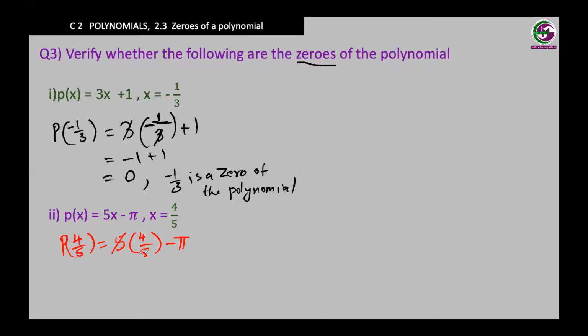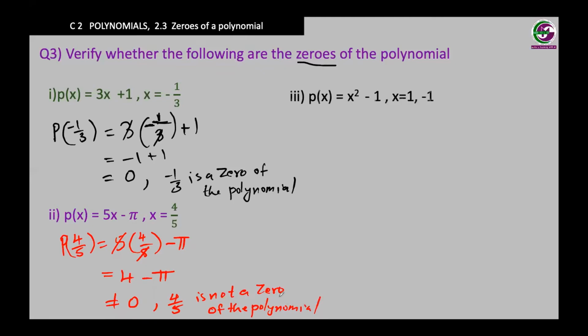Now 5 and 5 get cancelled because they are in the numerator and denominator. 4 minus pi is not equal to 0. Not equal to 0. So what do we say? So 4 by 5 is not a zero of the polynomial. Okay. Now let's see the next example.